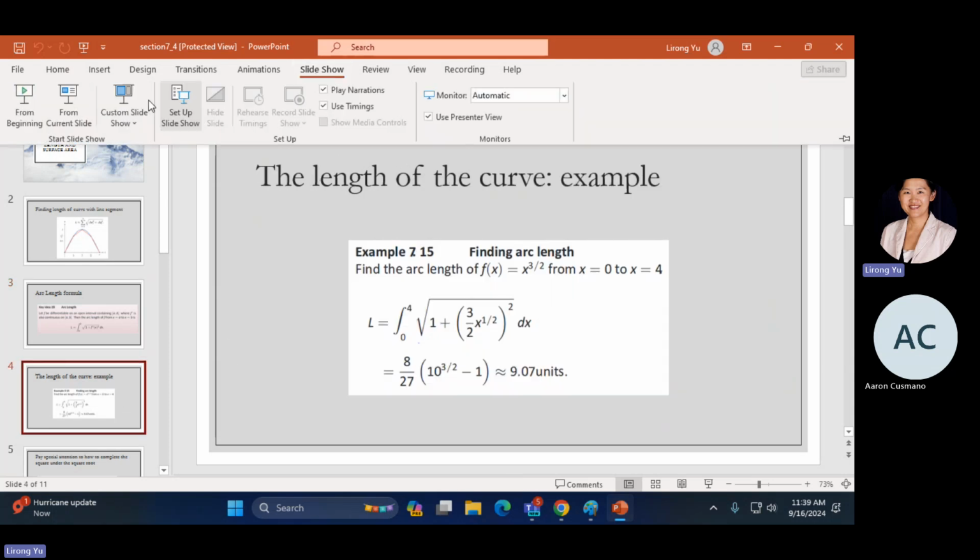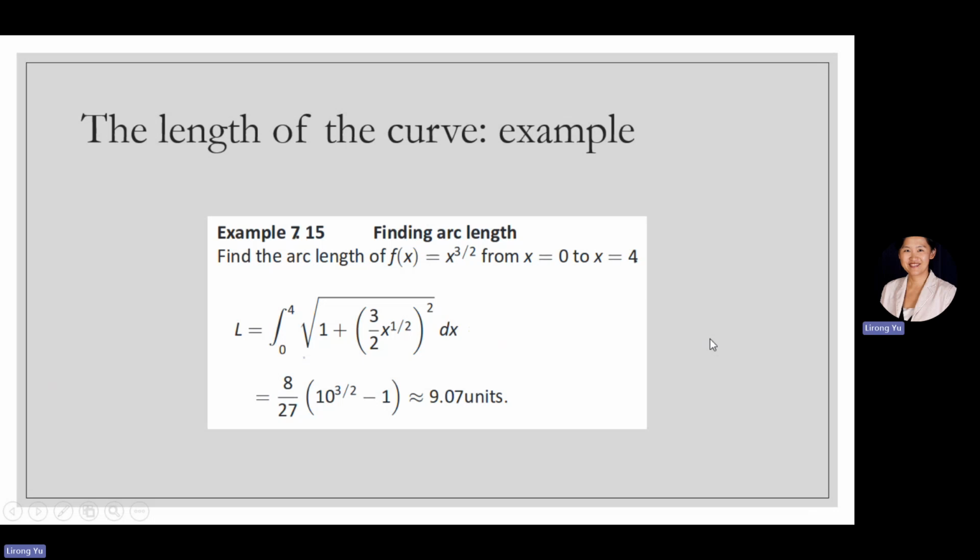And the first one is... All right, this is the first example. We're looking at a curve that is f(x) equal to x to the power of 3/2 from 0 to 4.